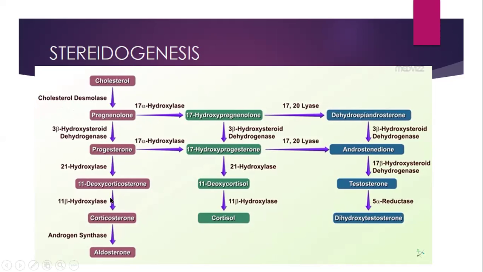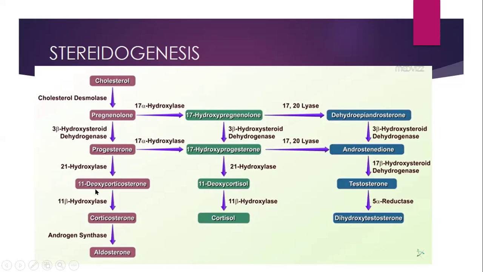Now, after forming pregnenolone, we can have two pathways. One pathway going down to form aldosterone, and the other pathway can go to form cortisol and the adrenal androgens. But again, you can see that even in this pathway for formation of aldosterone, one of the intermediates, progesterone, can be taken into the other pathways to help in formation of cortisol and androgens.